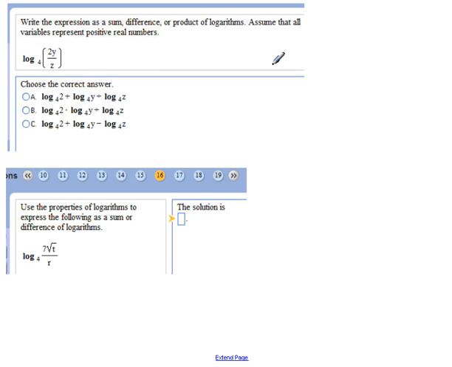Now we're going to use the properties of logs to rewrite these expressions as a sum, difference, or product. So we have log base 4 of 2y over z. Well, first recall that the log of a quotient is the difference of the logs. So this would be log base 4 of the numerator, 2y, minus log base 4 of the denominator, which is z. Now, in the first log, we have a product, so we can expand that further.